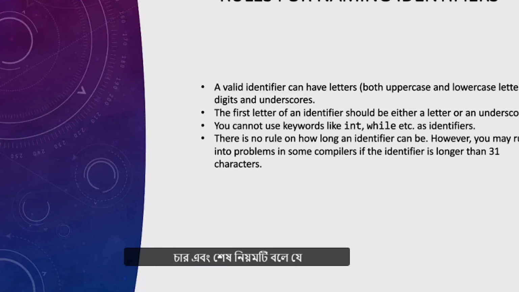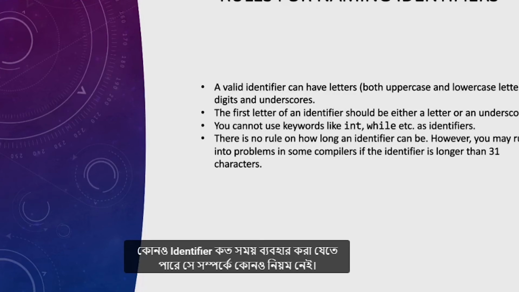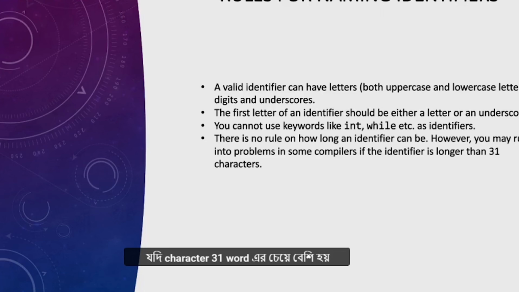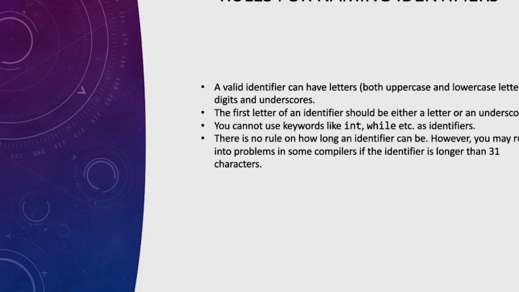The fourth and last rule says that there is no rule on how long an identifier can be. However, we may face some problems in some compilers if the identifier is longer than 31 characters.